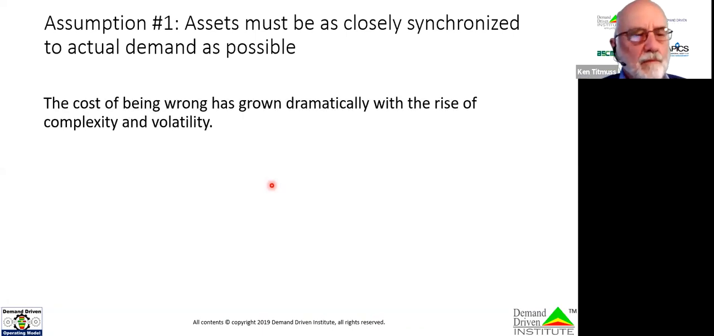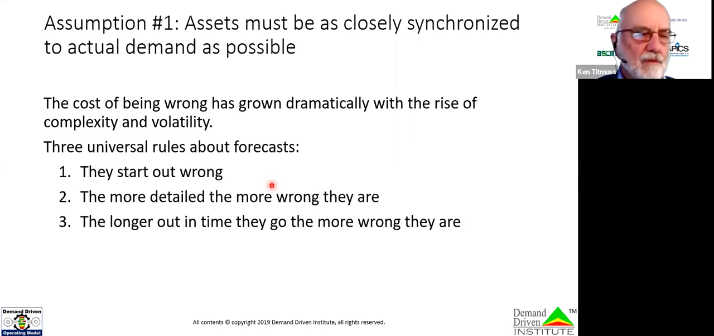So the cost of being wrong has grown dramatically with the rise of complexity and volatility. We're now living in this VUCA world. And if we get it wrong, it can be very, very costly for us. We think the customer wants this, but he wants something totally different. We think he wants so many and he wants so many more. The cost of being wrong is becoming very costly for us.